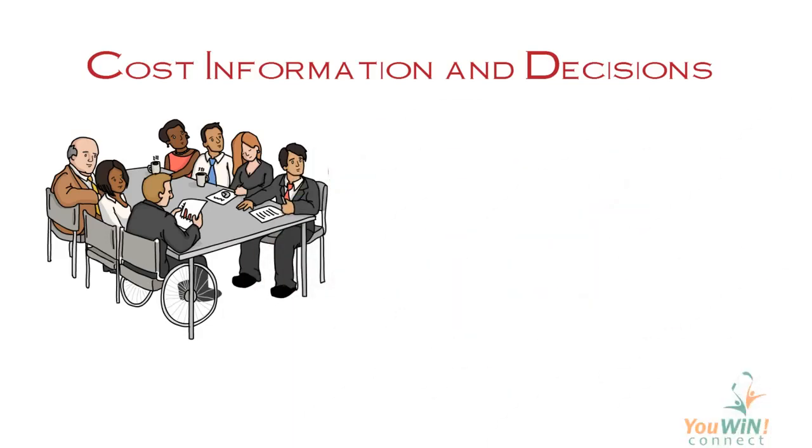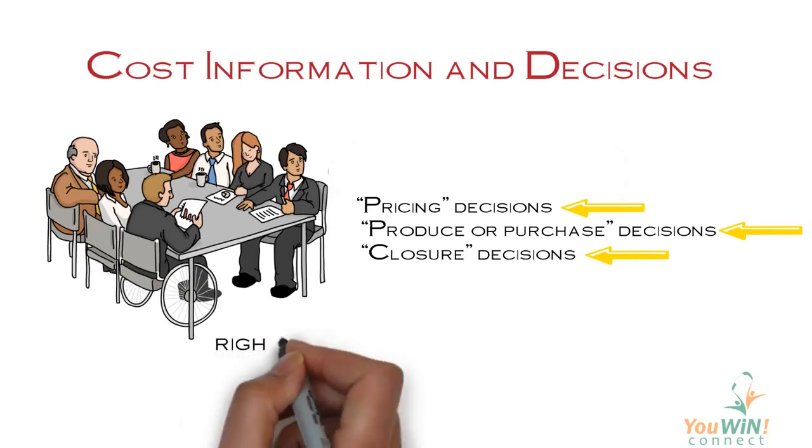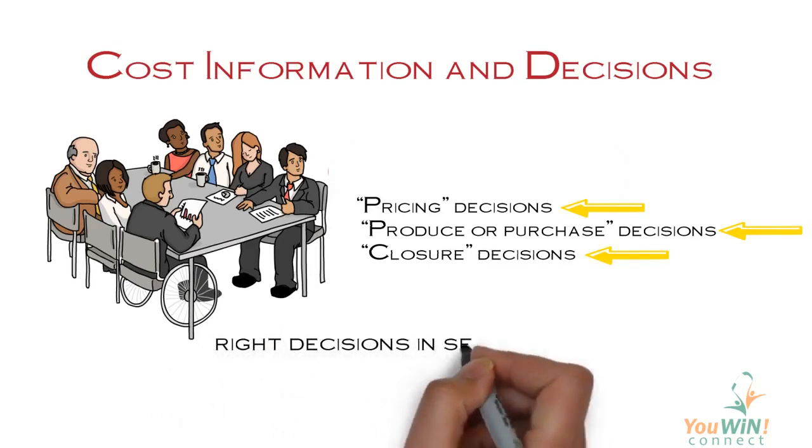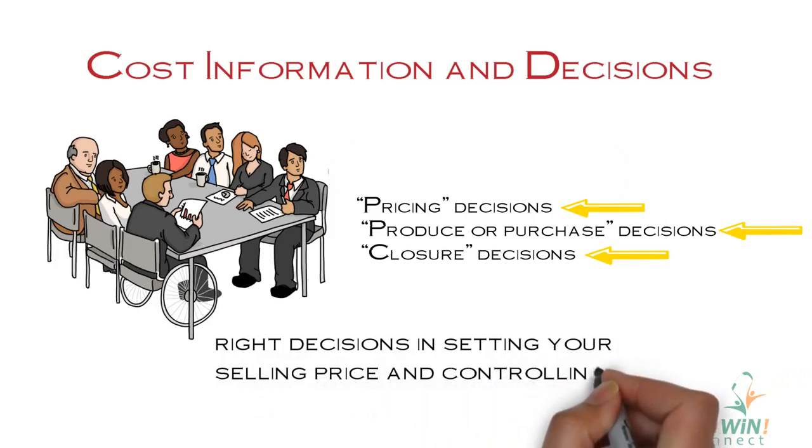Examples are pricing decisions, what price to sell your product, and produce or purchase decisions. Do we produce our raw materials or do we purchase them? Cost information is also required for closure decisions when negotiations take place. All these are very important to make the right decisions in setting your selling price and controlling your cost.